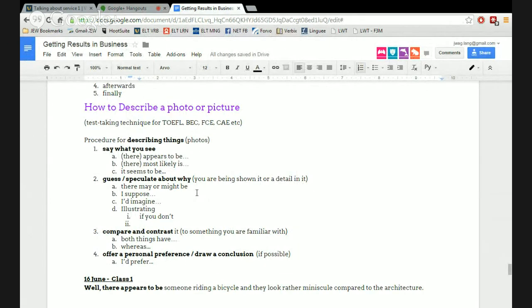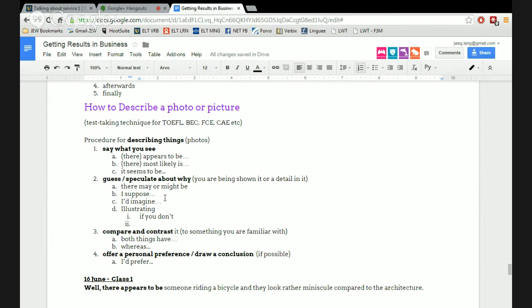Speculate about why you are being shown it, or a detail in it. Yeah, why you're being shown it or why you're being shown a detail in it. So what's the reason for the picture? Let's read our connectors. Okay. There may or might be. Good. A puppy again. Okay. Good. I suppose it's a puppy. Good. I imagine it's a puppy.